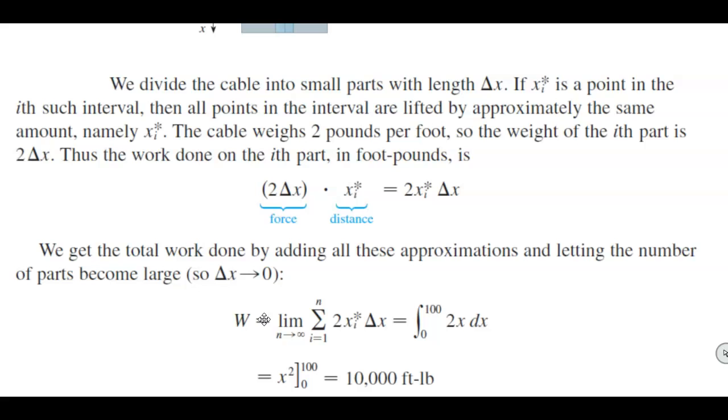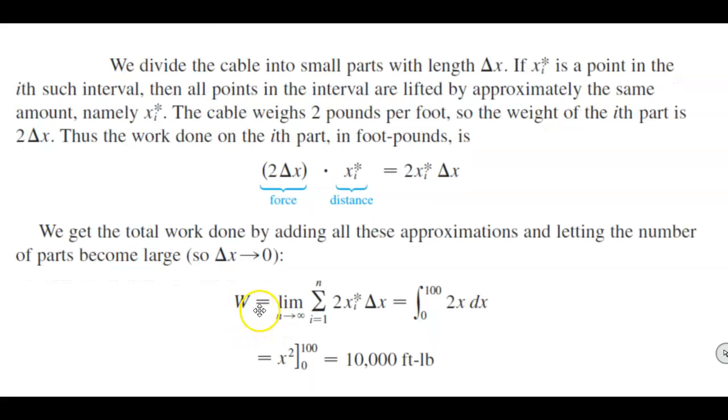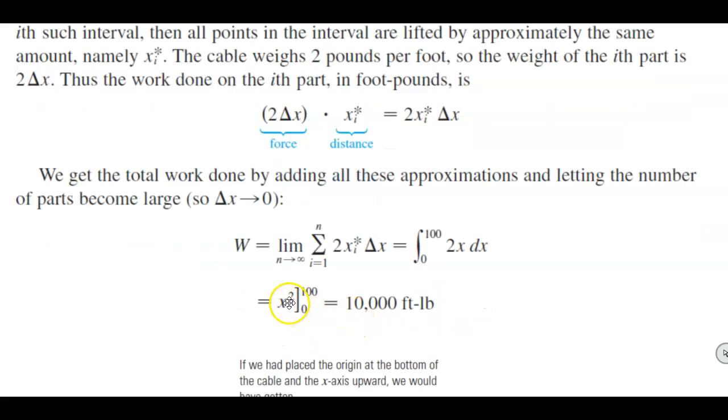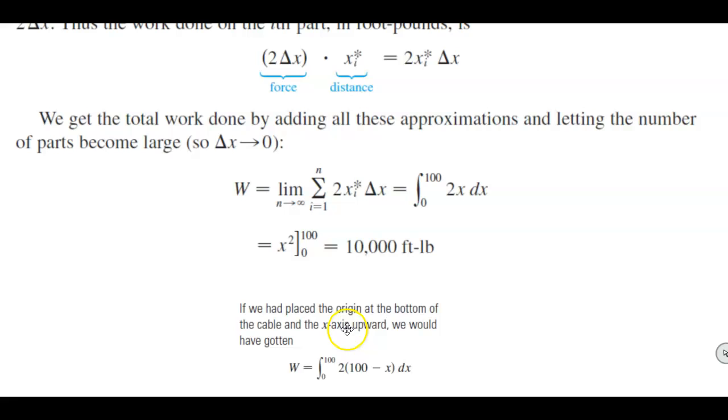Now using that definition, the work is equal to the limit as n approaches infinity of the sum from i equals 1 to n of 2 times x subscript i, which is a distance, times delta x, which is equal to the integral from 0 to 100 of 2x dx. Now taking the antiderivative, that gives us x squared going from 0 to 100, which is then equal to 10,000 foot-pounds.